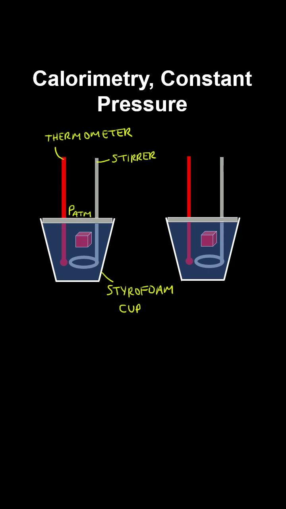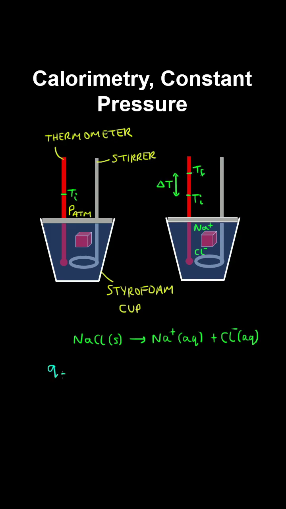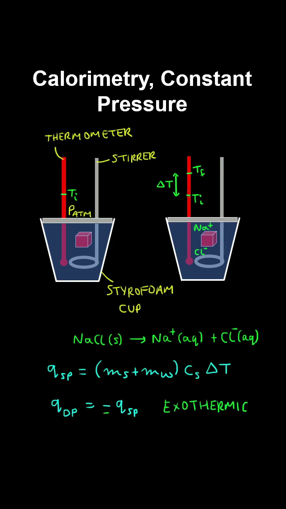Now for example, if we dissolve sodium chloride in an aqueous solution, it dissociates into ions. So before the sodium chloride dissolves in water, we have an initial temperature reading, and after it dissolves causes an increase in temperature. And the heat absorbed by the solution at constant pressure is equal to the mass of the solid plus the mass of the water, which now form the solution, multiplied by the specific heat of the solution, and multiplied by the change in temperature. And therefore the heat released due to the dissolution process at constant pressure is a negative of the heat absorbed by the solution. So therefore the dissolution process is exothermic because the temperature of the solution increased.